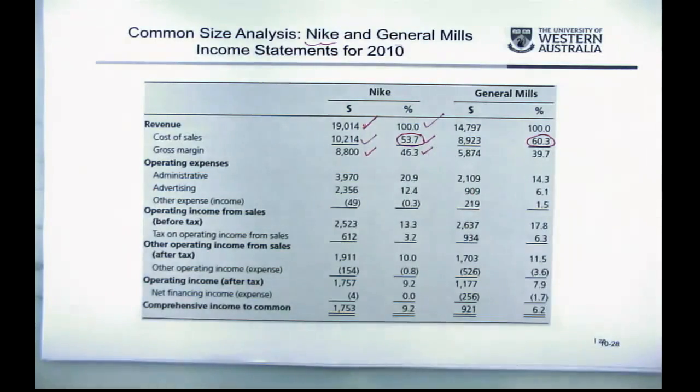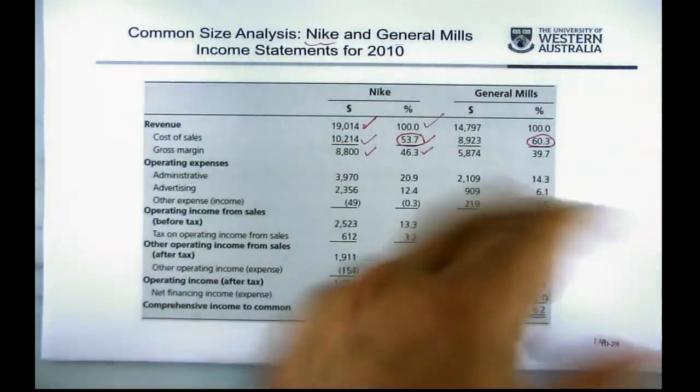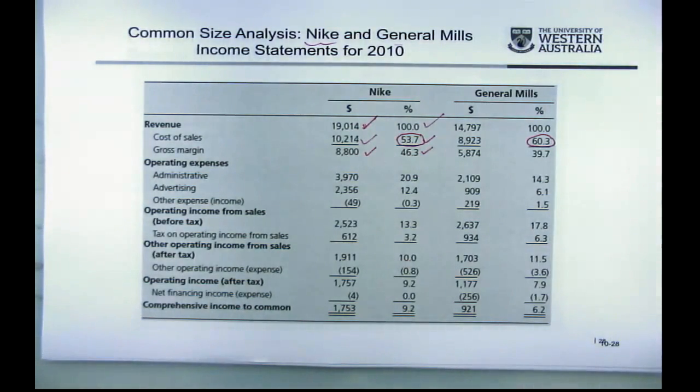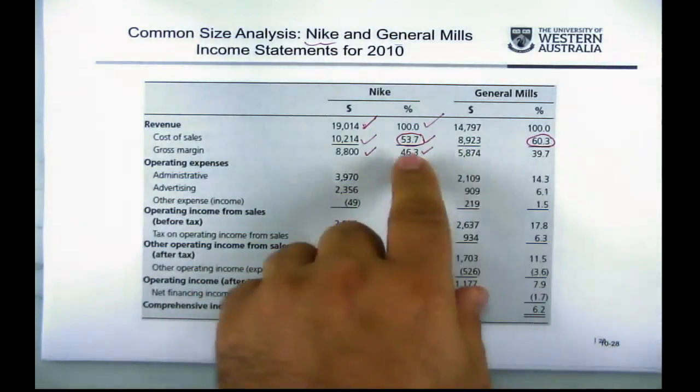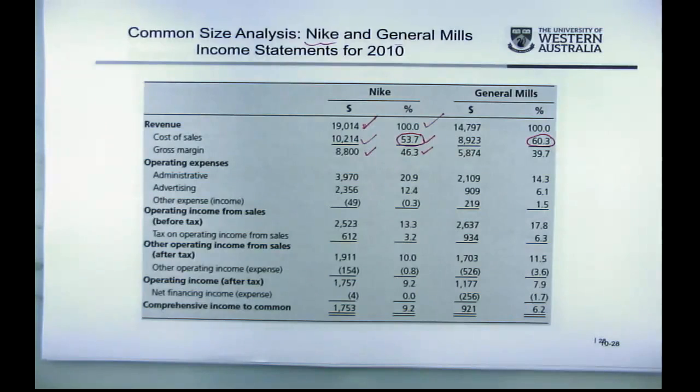53.7% means that cost of sales absorbed 53.7 cents of each dollar of sales. Okay? This is the meaning. Cost of sales absorbed 53.7% of each dollar of sales. The lower the ratio, the better. So this ratio is less than this one, so we can say that in terms of cost of sales, Nike was more efficient.